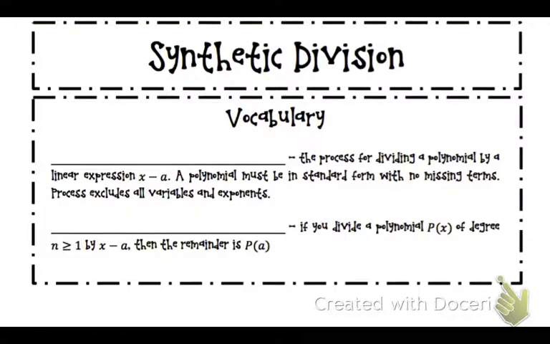Okay, so the process for dividing a polynomial by a linear expression x minus a must be in standard form, and so on. That's synthetic division. If you divide a polynomial p of x of degree n greater than 1 by x minus a, then the remainder is p of a. That's the remainder theorem. We'll go through both those things.